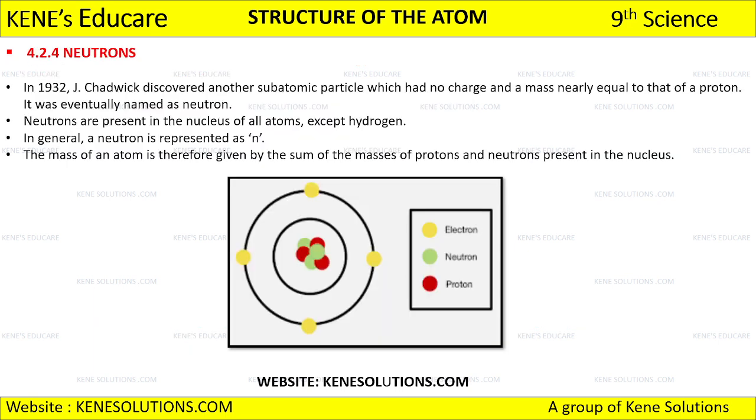Then we discussed neutrons. You should be knowing who discovered neutrons. Neutrons were discovered by Chadwick, okay? And he said that neutrons have no charge and have a mass equal to that of protons, and he eventually named them neutrons, okay?